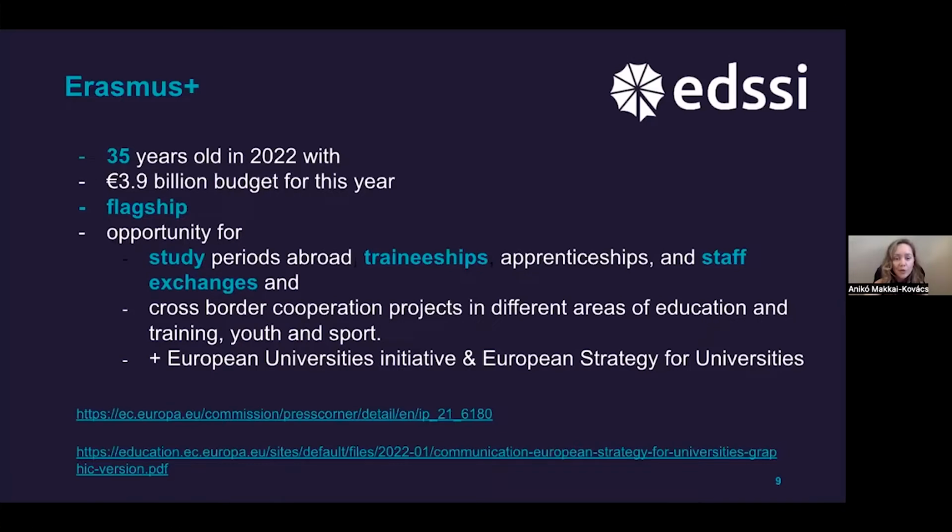And what kind of opportunities does this offer for you? It offers study periods abroad, traineeships, apprenticeships, and staff exchanges. Also, it offers other types of cooperation projects, and not just in the field of education, but in training, youth, and also sport. What is interesting for us is the European Universities Initiative, and now the newest initiative, the European Strategy for Universities.